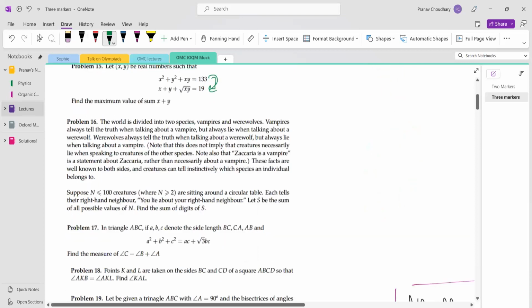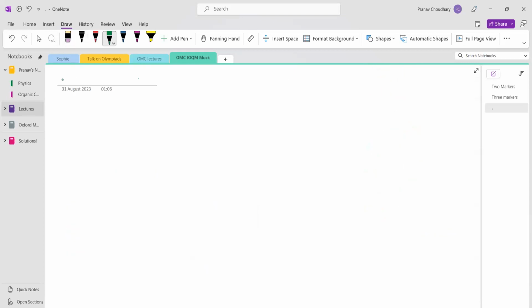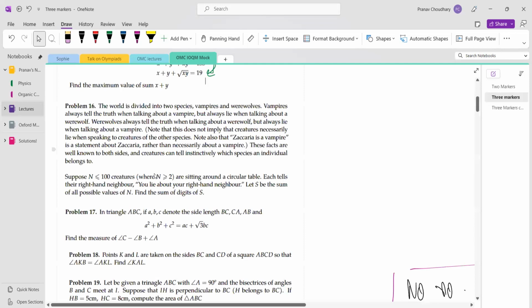Okay, I'll create a new page. Like this. Oops. Yeah. Three marker.